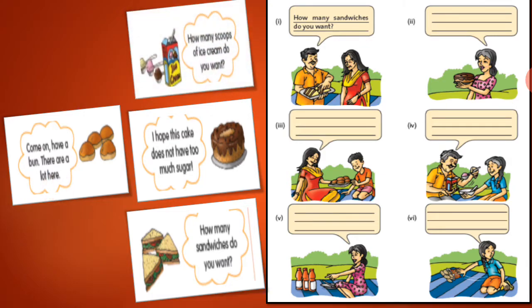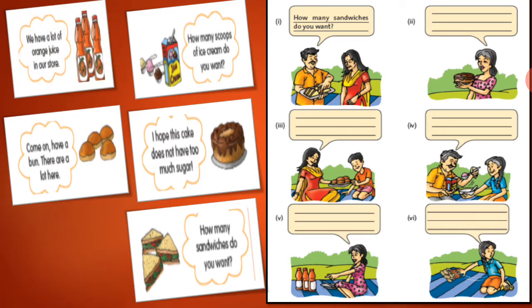Then fourth, a man is offering a scoop of ice cream to a girl. He is asking her, how many scoops of ice cream do you want? How many? It is showing numbers, kitne.